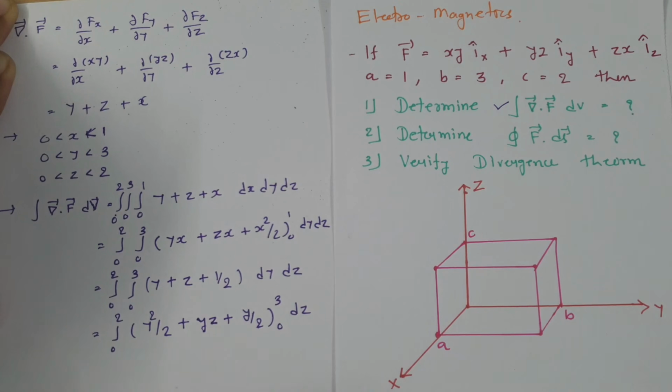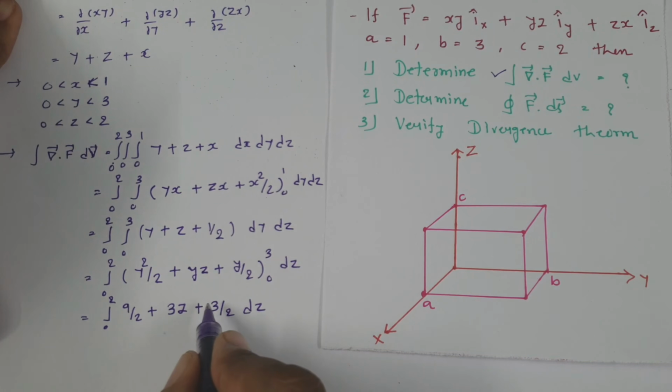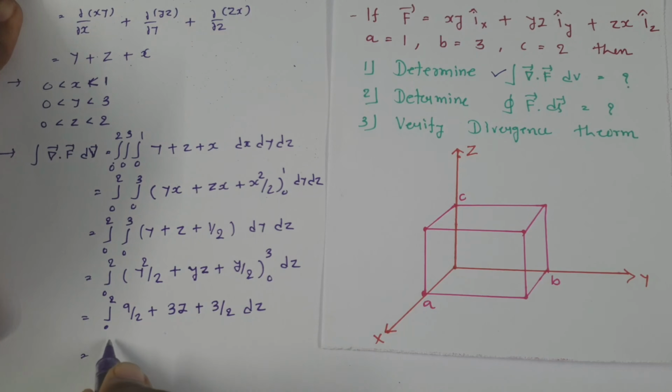The reason is y is there in each term. So if you place y, then you will be getting 9 by 2 plus 3z plus 3 by 2 dz, right? Now see, 9 by 2 plus 3 by 2 is 12 by 2, which is 6. So we can say z varies from 0 to 2, 3z plus 6 dz.